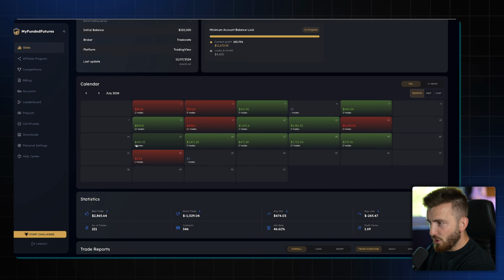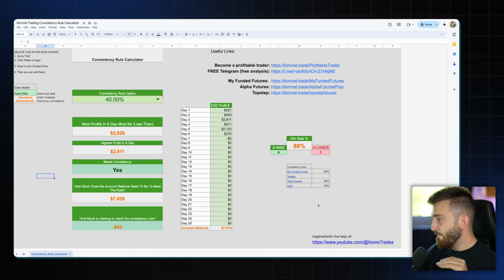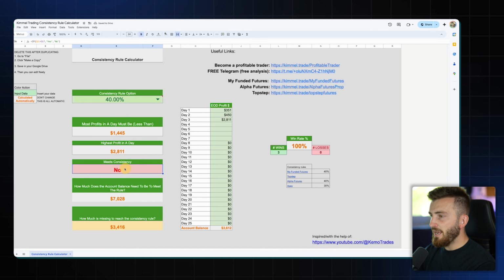And then another $450. And then on the 16th of July, I was able to enter a very good trade. Because I was able to enter a very good trade, this again makes you have to profit more and more and more to be able to meet the consistency rule. With My Funded Futures it is 40%. You can see it right here. So once I had this profitable day, I knew that I was not meeting the consistency rule and I needed to profit $3,416 more in order to reach the consistency rule. And you can see it right here.